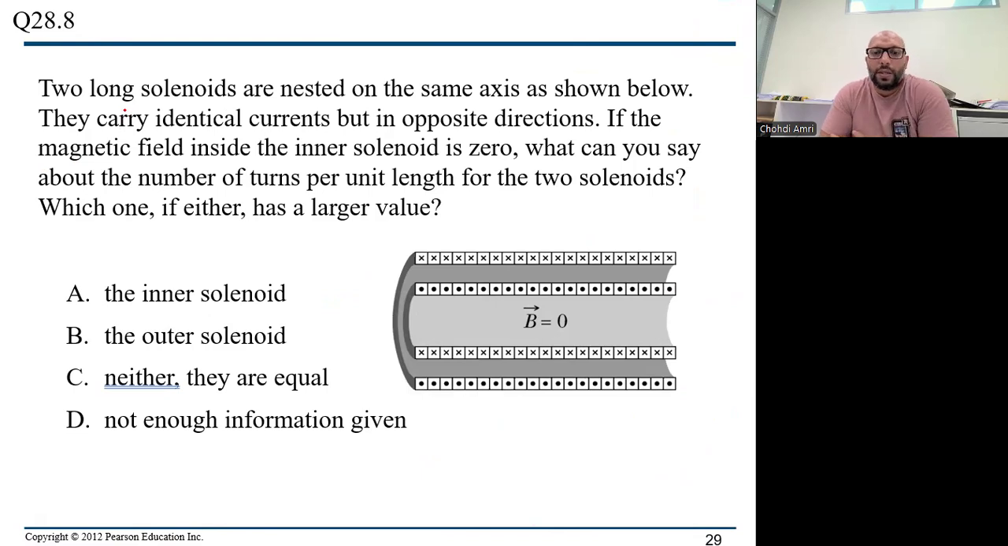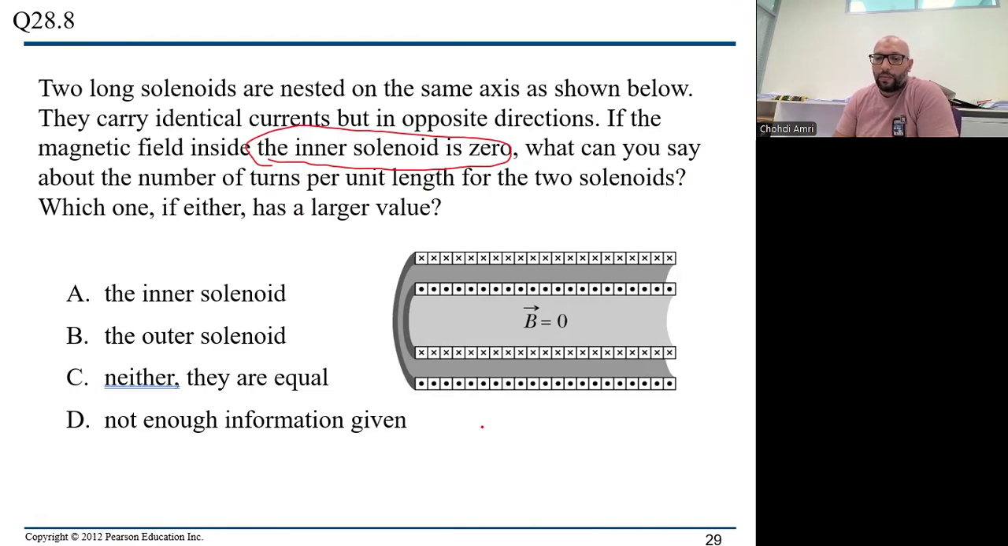Two long solenoids are nested on the same axis as shown below. They carry identical currents, but in opposite directions. If the total magnetic field inside the inner solenoid is 0, what can we say about the number of turns per unit length of the two solenoids?